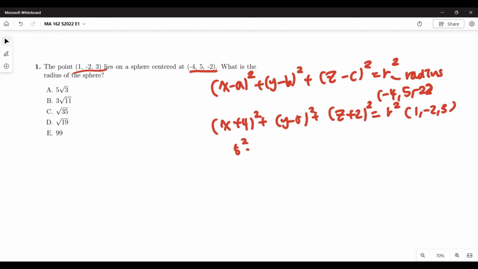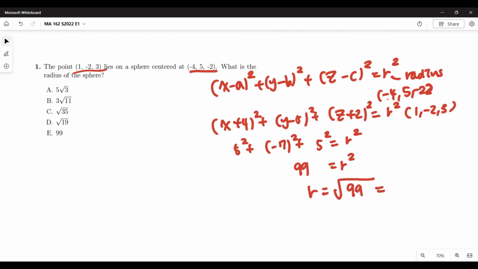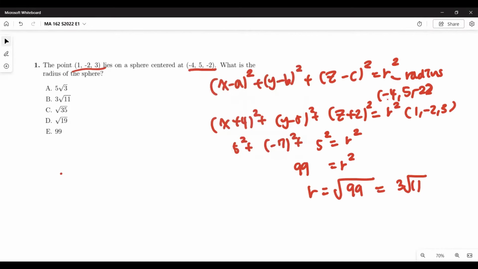So this becomes 5^2 + (-7)^2 + 5^2 = r^2. So r^2 is just 99. Sorry. So the radius would be just the square root of 99, which equals 3 square root of 11. So the answer is B.